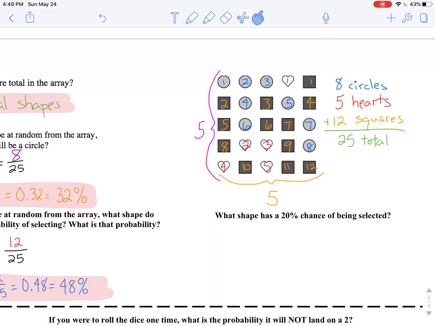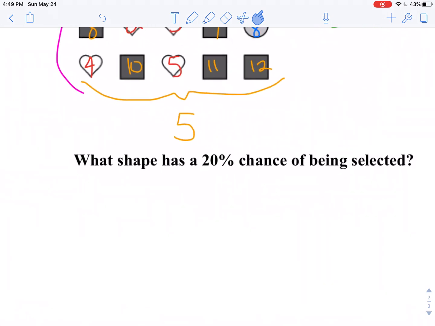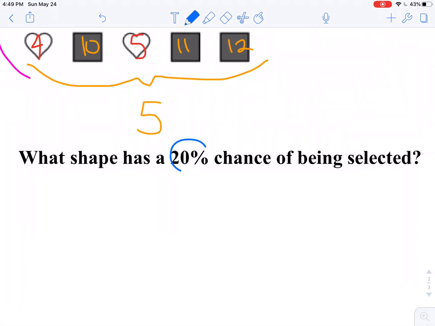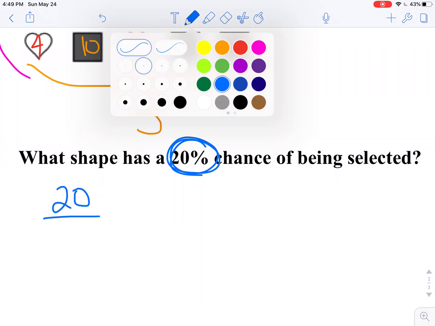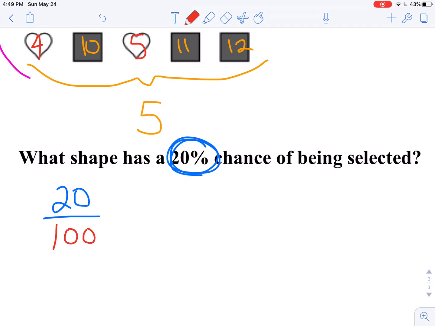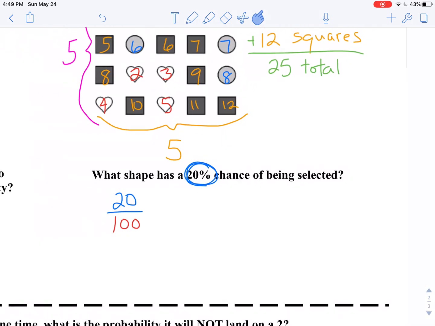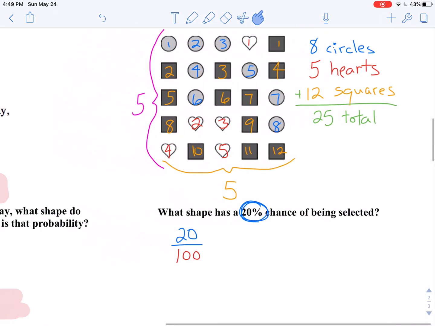All right, the last one is my favorite one here. What shape has a 20% chance of being selected? I'm going to circle that percent, and I'm going to think, I could write that as a fraction, as 20 on top of 100. Okay. All right, now here's why I do that. I know that there are 25 total shapes. I'm going to circle that too. There are 25 total shapes.